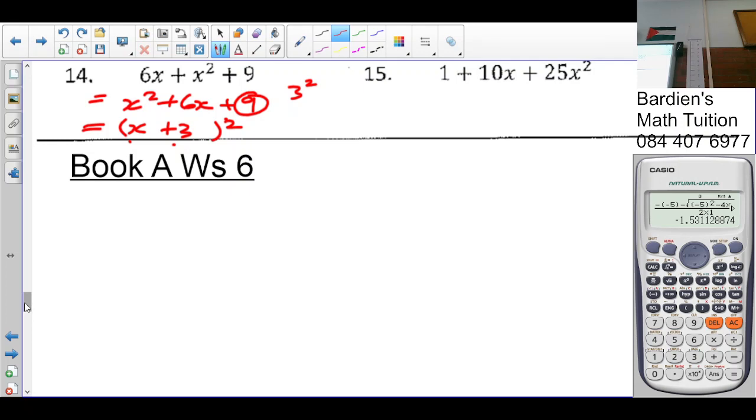Last one. Square root of 1? Square root of 25? 5. Square root of x squared? x. Plus or minus? Plus. What's 1 times 5x times 2? 8. Is it correct? Yes. Hopefully.